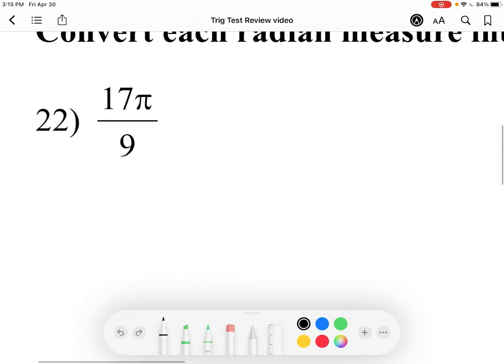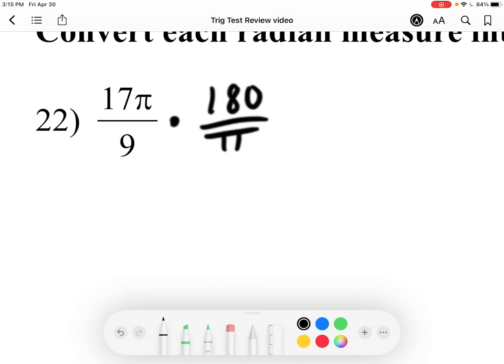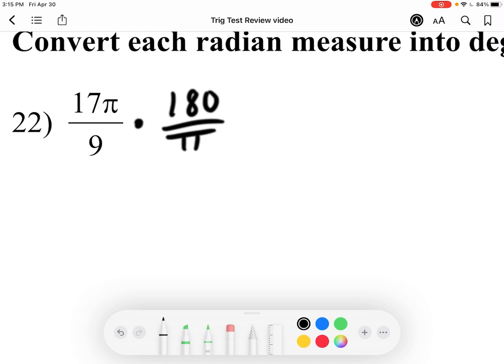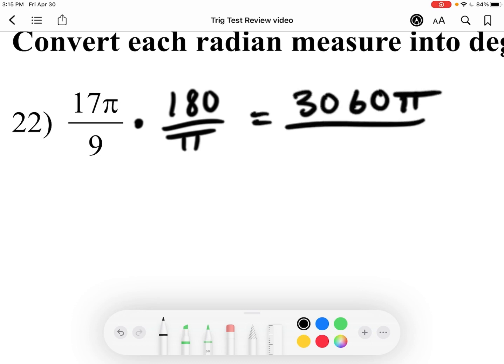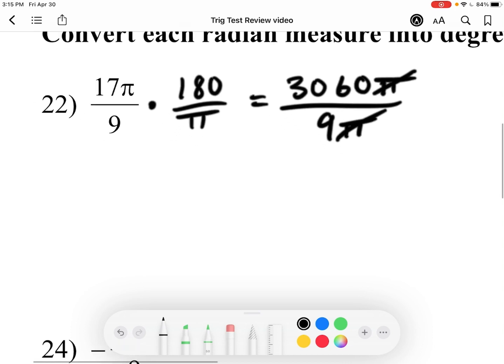So we're going to take our radians and multiply by 180 over pi. So we have 17 pi times 180. Go to your calculator, type in 17 times 180, and we get 3060 pi. 17 times 180 is 3060, and then pi. And in the denominator, we have 9 times pi, which is just 9 pi, right? So the pi's cancel each other out, and we're just left with 3060 divided by 9, which when you do that math, you get 340 degrees.